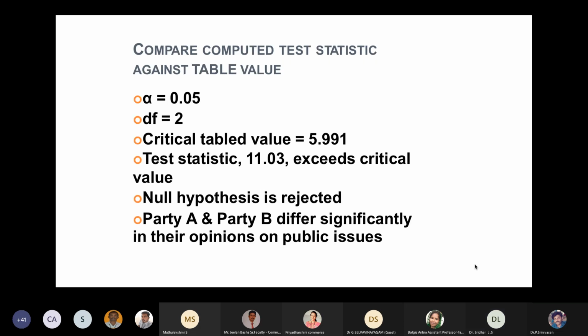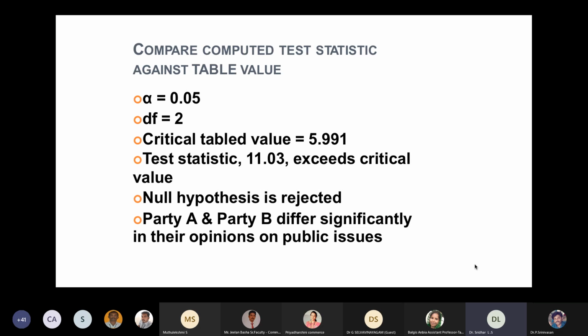So the statistical values show that the critical value, the table value, is 5.99, and we test the statistic. Our calculated value is 11.3. So the null hypothesis can be rejected, which says that party A and party B differ significantly in their opinions on public issues. That way you can conclude.